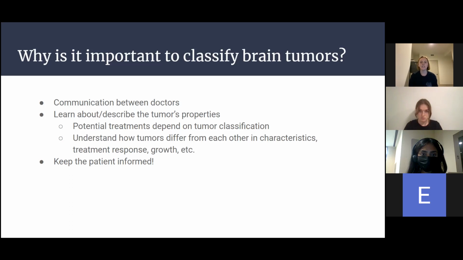And lastly, this is a great way to keep the patient informed, because being diagnosed with a brain tumor is a really scary event in someone's life, but having a little bit of knowledge about what's going on puts the patient back in control, and it can make a huge difference.